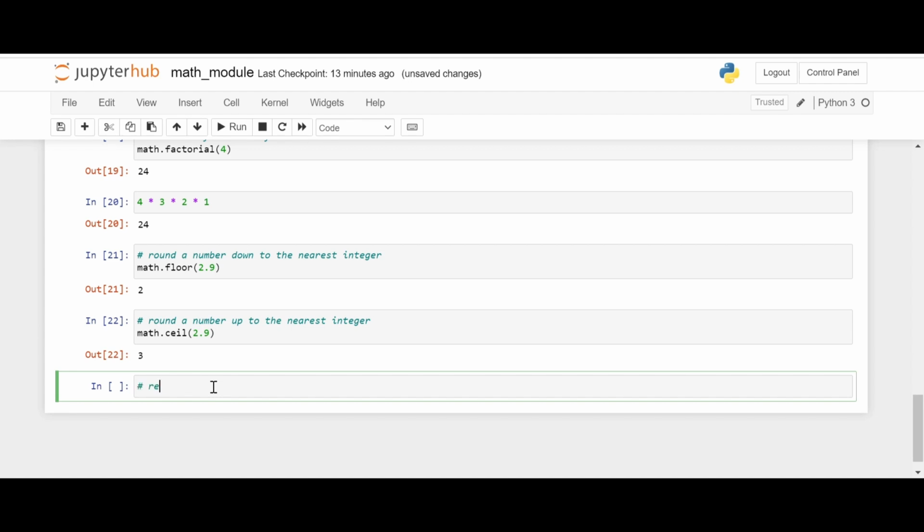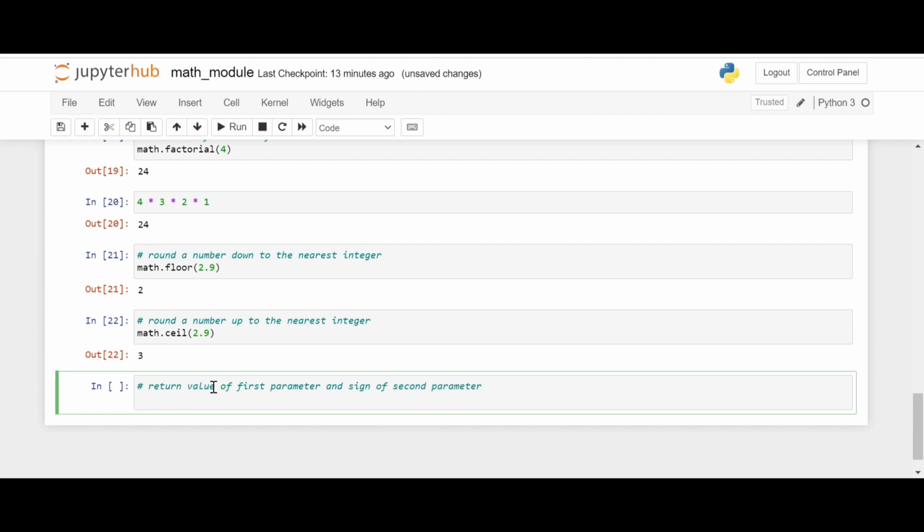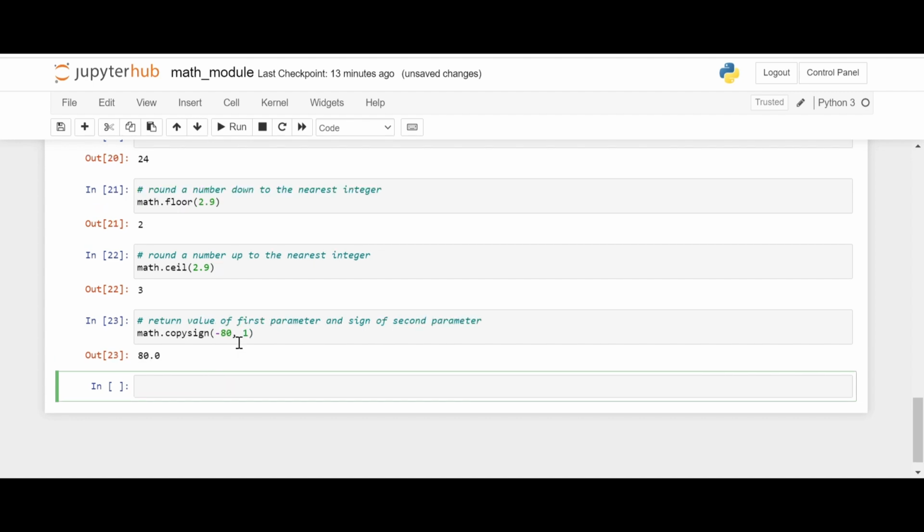Okay, now return value of first parameter, sign of second parameter. So there is a copysign function. So minus 81. So returning the value of first parameter, value is 80, second parameter sign. So here the sign is plus, so this becomes plus 80.